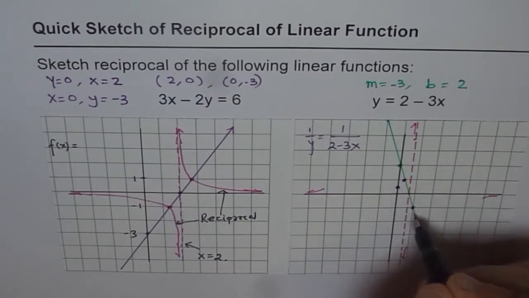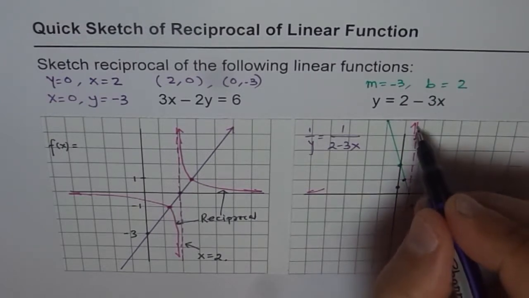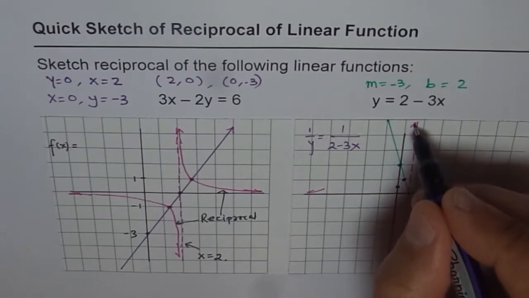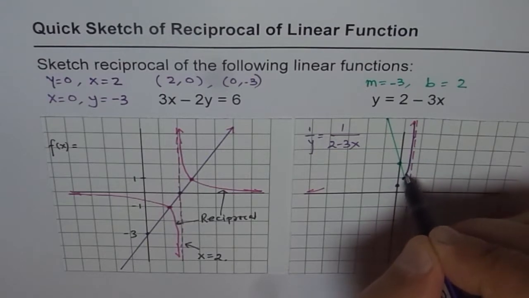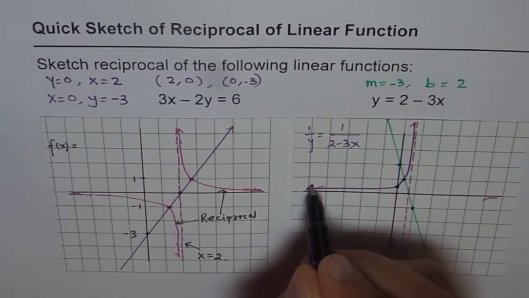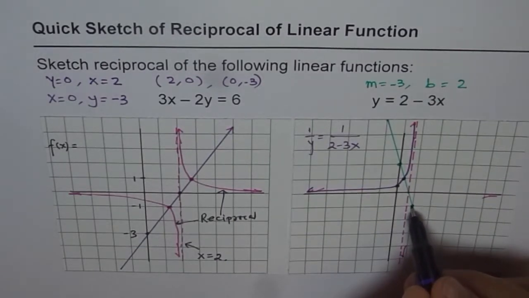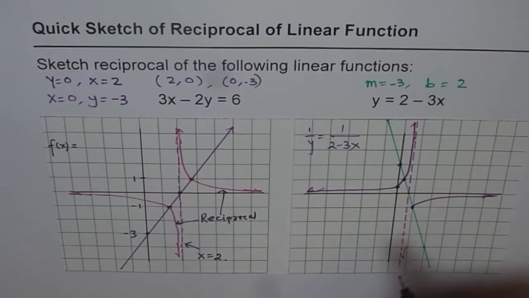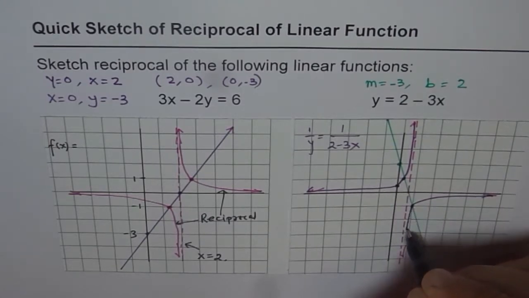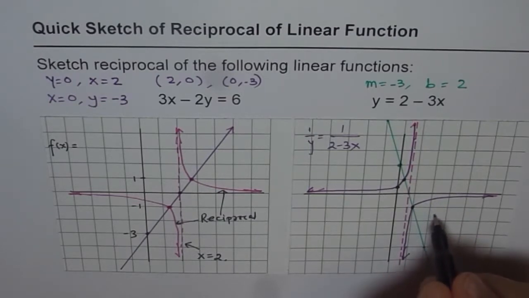So plus 1, minus 1, the y values. Y-intercept. And the end behavior helps us to draw a fairly accurate graph of the reciprocal function. So we can continue in the same fashion on this side and join our reciprocal function. So that becomes the reciprocal function, right?